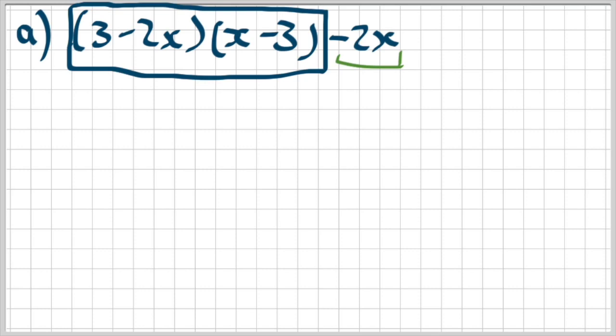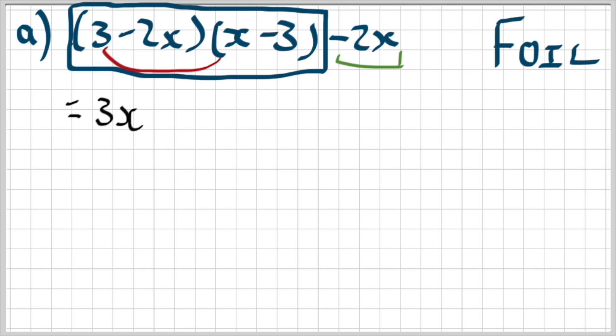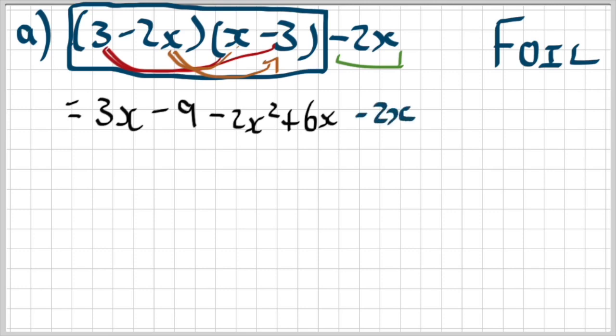Let's multiply out those first binomials. So first of all, 3 times by x. Remember, I'm following the FOIL method. First, outers, inners, lasts. So 3 times by x is 3x. 3 times by negative 3 is negative 9. Negative 2x times x is negative 2x squared. And negative 2x times by negative 3 is positive 6x. But then I still have to subtract that 2x.